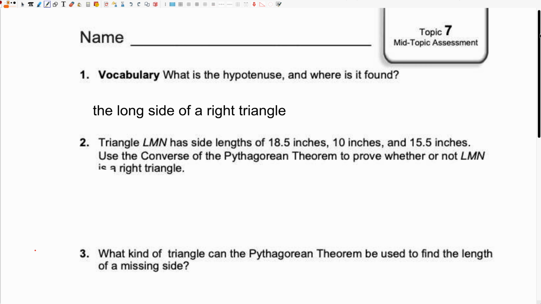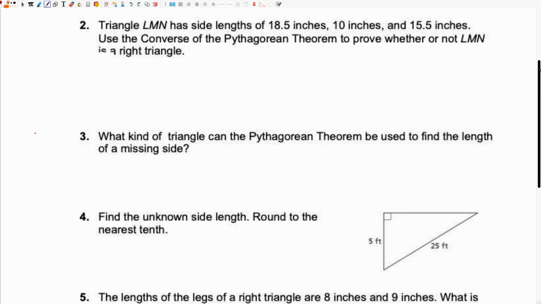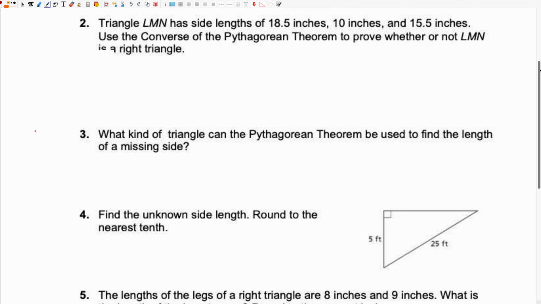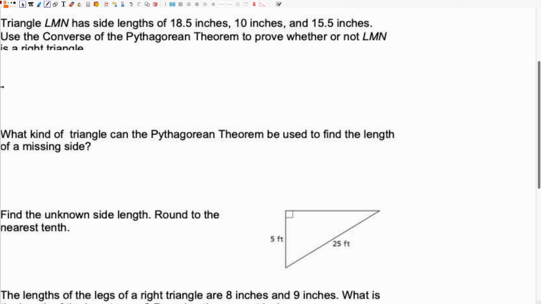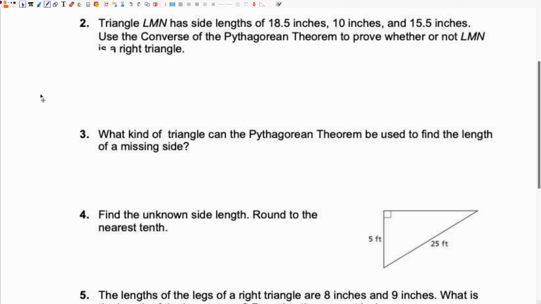Triangle LMN has lengths of 18.5, 10, and 15.5. Use the converse of the Pythagorean theorem to prove whether or not LMN is a right triangle. So we're just going to jump right in. All right.